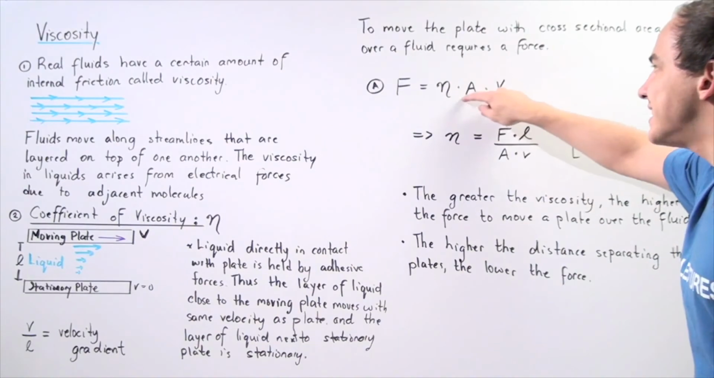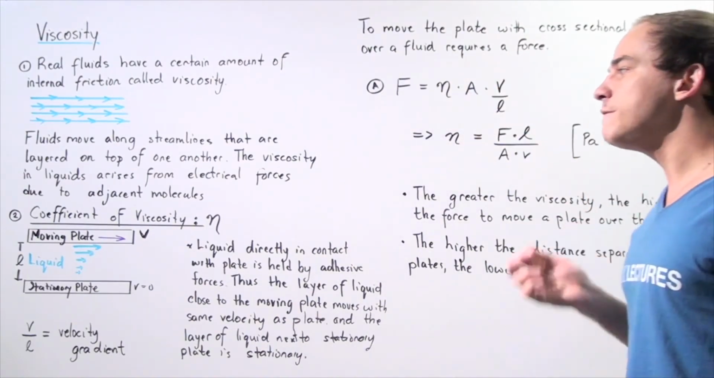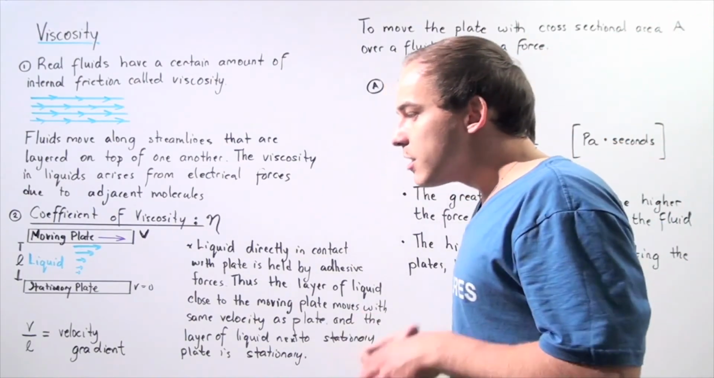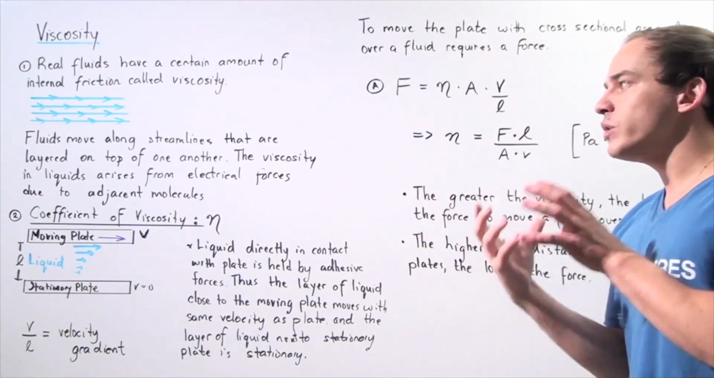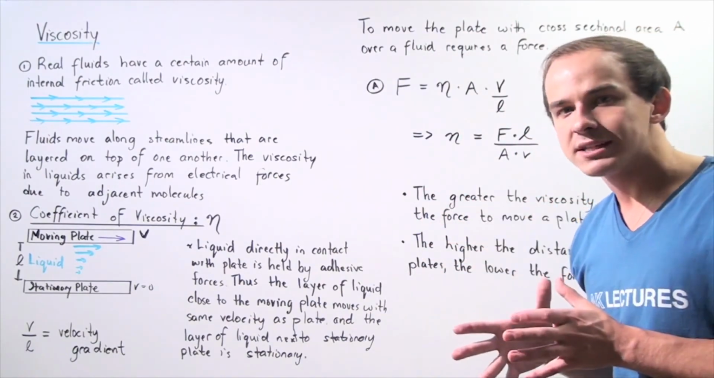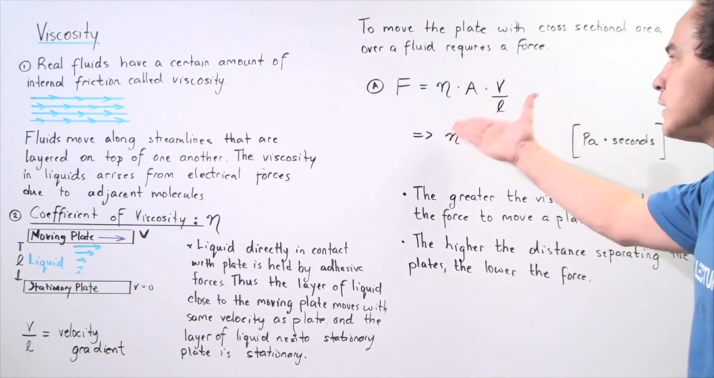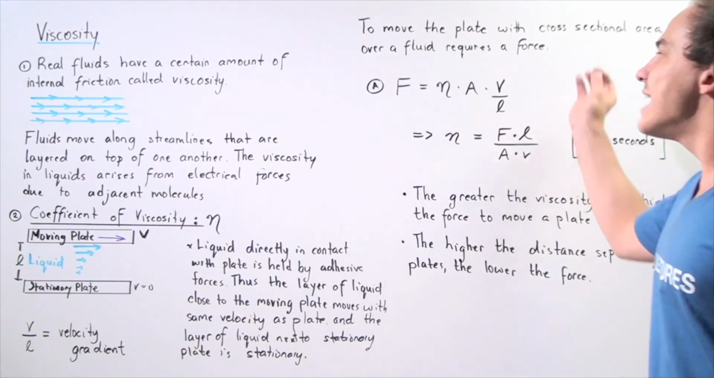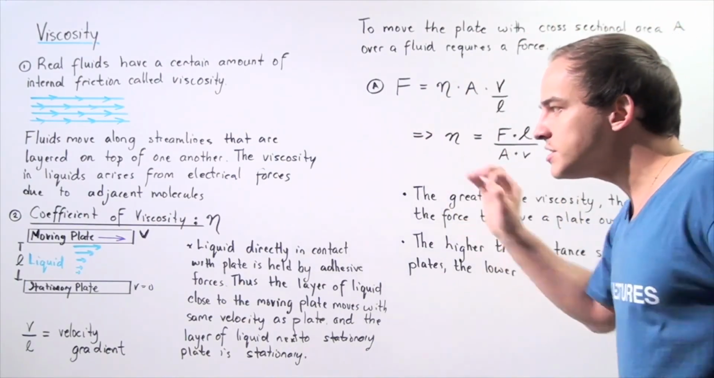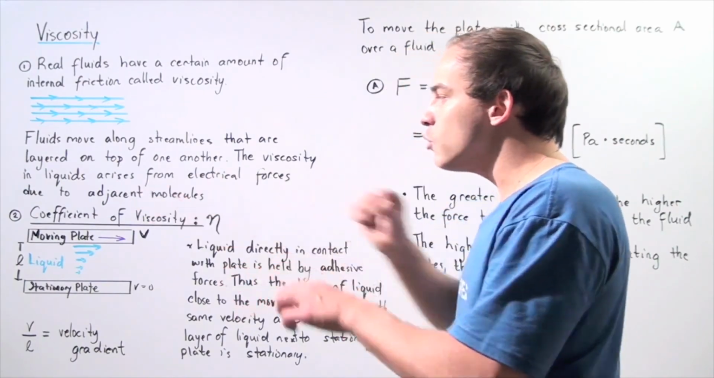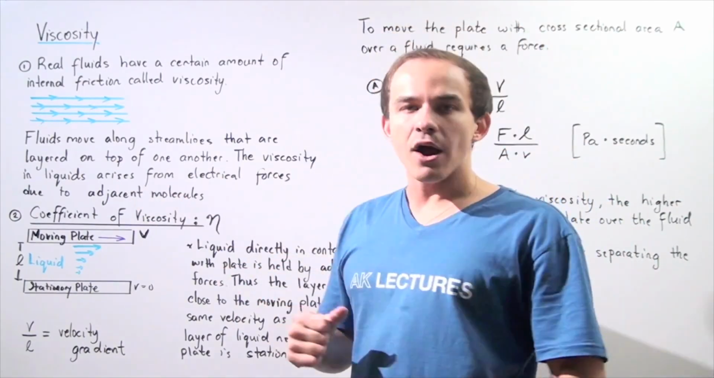So this once again is defined as the coefficient of viscosity. The more internal friction we have within our fluid, the higher our coefficient of viscosity is, and the higher the required forces to push our moving plate across our fluid.